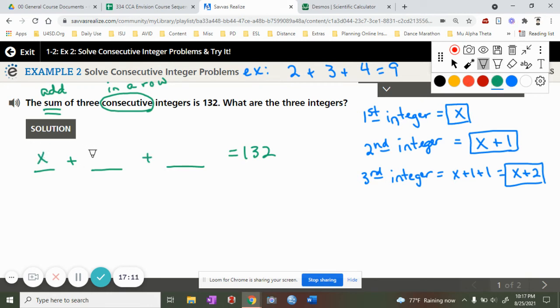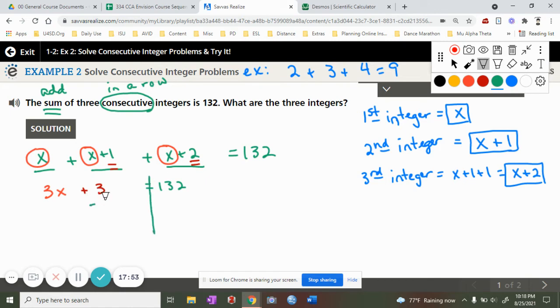So x plus x plus 1 plus x plus 2 give me the 3 integers I need to add together to get to 132. Now we combine like terms. So we have x plus x plus x is 3x, and we have 1 plus 2 is 3. And that equals my 132. Now I have an equation I can solve.